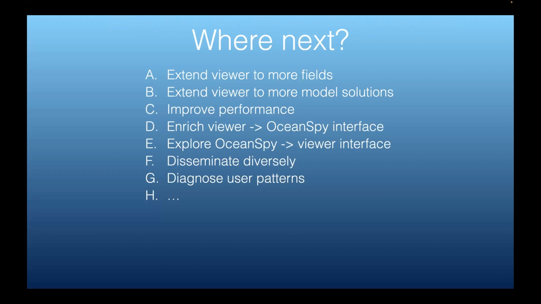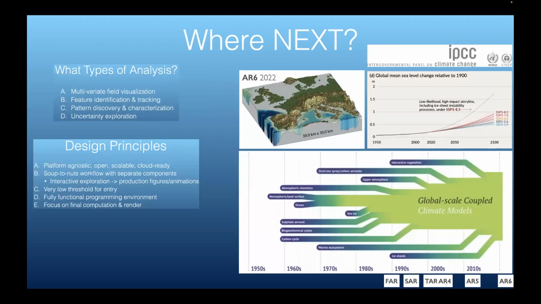Where are we going next? This is the incremental piece where we're going to add more fields to the viewer. We're going to expand the viewer to cover different data sets. It's not very performant right now. We're going to enrich the interaction in both directions, from the viewer to the Ocean Spy notebook and backwards. We want to disseminate it diversely, which I think is really important. Diagnose user patterns. I can think of other things. But here is the moonshot idea, which Alex asked us to talk about.